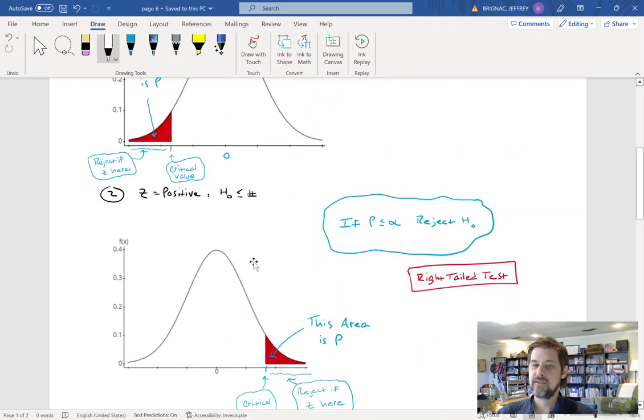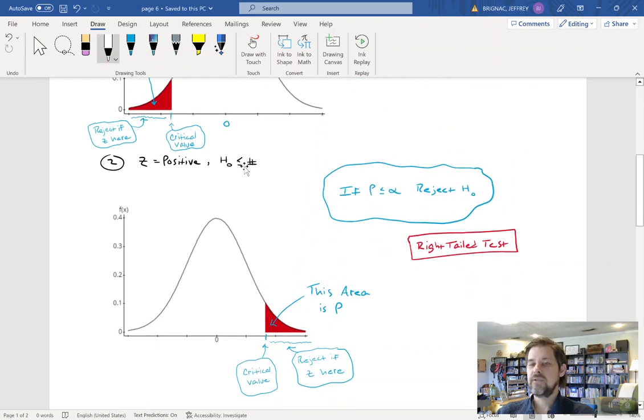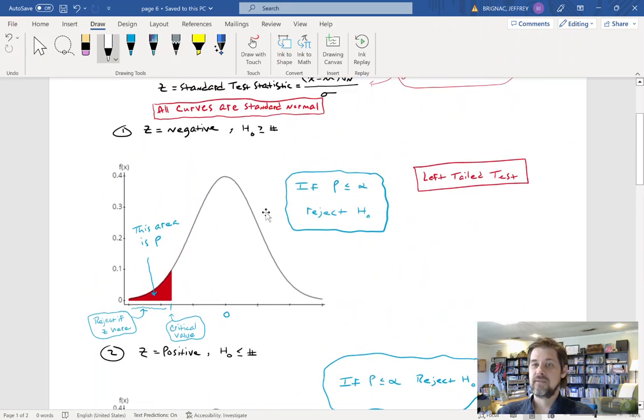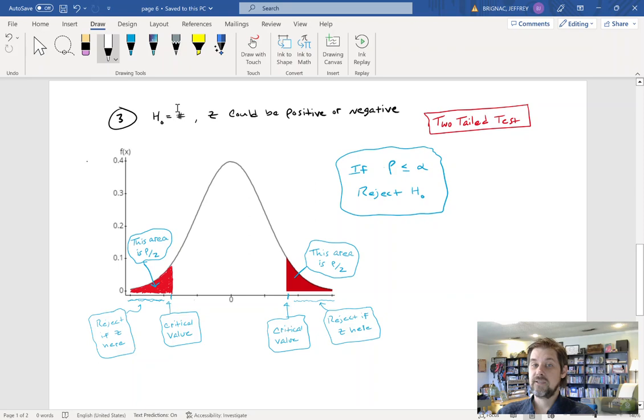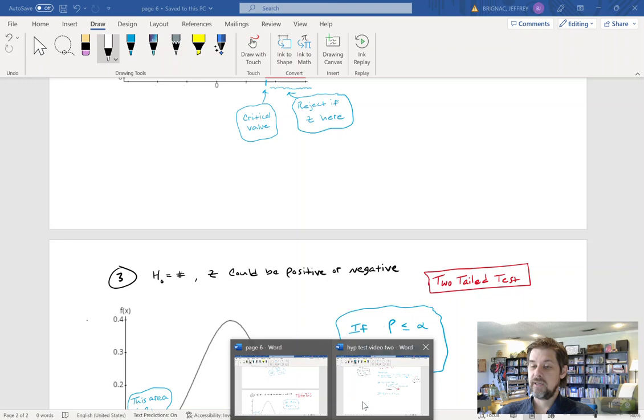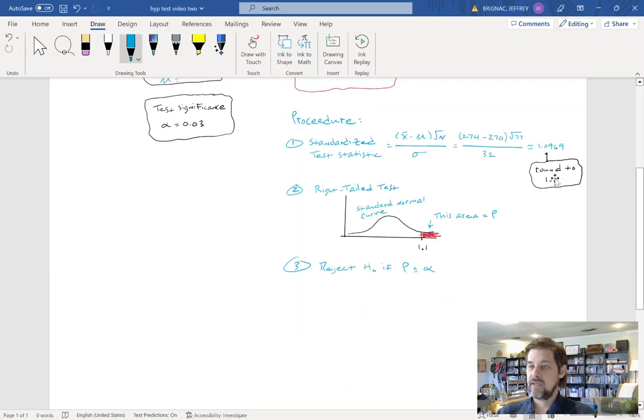Okay, so why is it a right-tailed test? Well, it's always true that if your null hypothesis H0 is expressed as H0 less than or equal to a number, then Z will turn out to be positive and you're conducting a right-tailed test. Otherwise, you have a left-tailed test if H0 was greater than or equal to a number, and if H0 was expressed as just equals, it would be a two-tailed test.